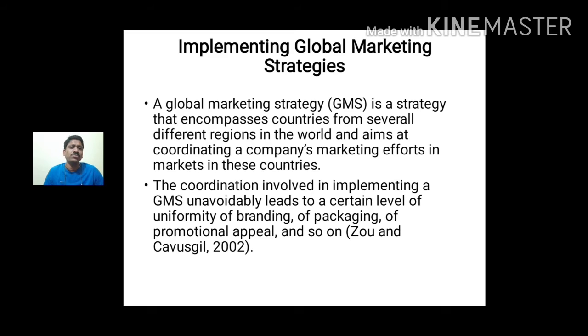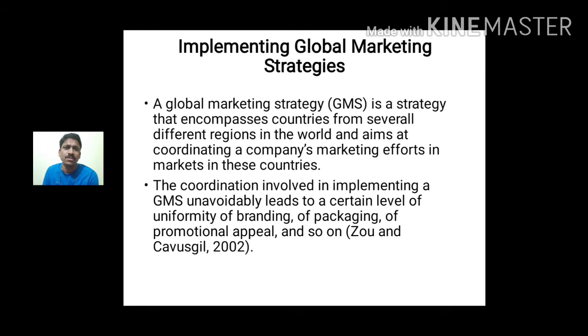So the coordination involved in implementing a global marketing strategy unavoidably leads to a certain level of uniformity of branding, or uniformity of packaging, or uniformity of promotional appeal, and many other things which are to be uniform, right? So the coordination is for what? The coordination is for making the branding, packaging, promotional activities, and labeling and everything uniform. It may vary from country to country, but still there will be something similar in order to show that it is of a particular brand. For that, it is necessary to follow some uniformity across national boundaries.